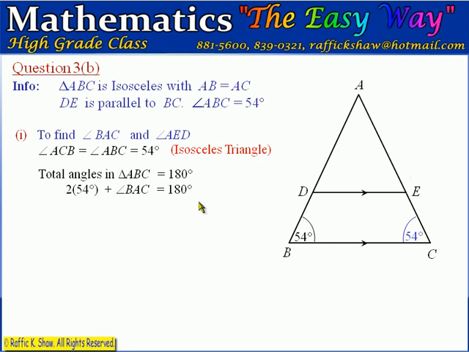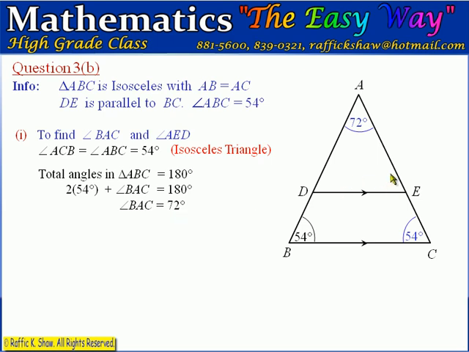Those three angles add up to 180 degrees, and if we solve for angle BAC, the result is 72 degrees, because 2 multiplied by 54 here is 108 degrees, and when we subtract 108 degrees from both sides, we end up with 180 degrees minus 108 degrees on this side, and so the result is that angle BAC is 72 degrees. So we can go ahead and show that 72 degrees on the diagram.